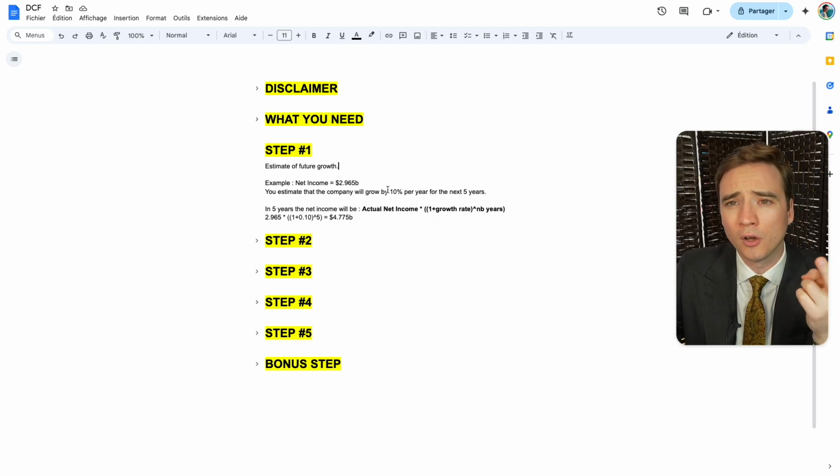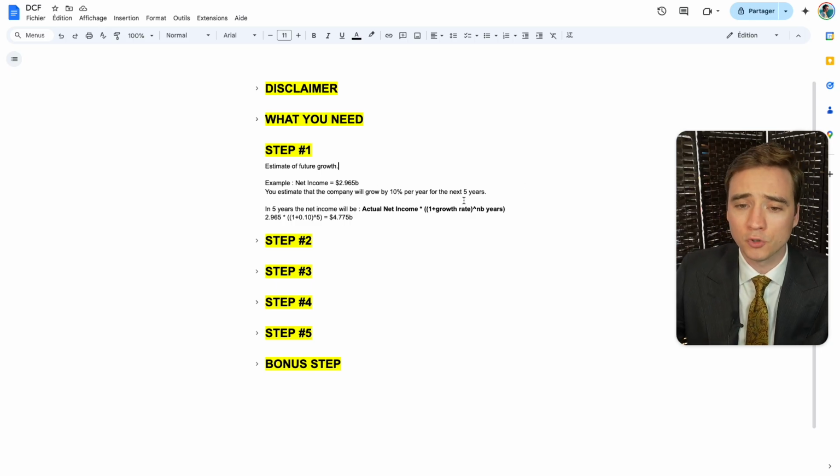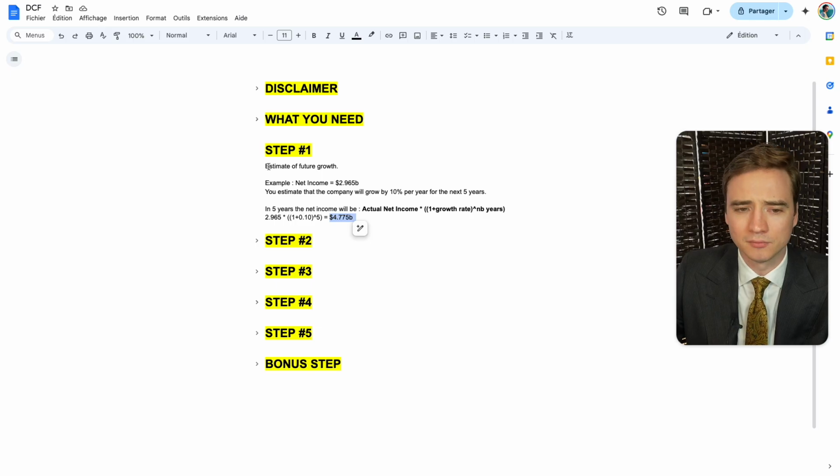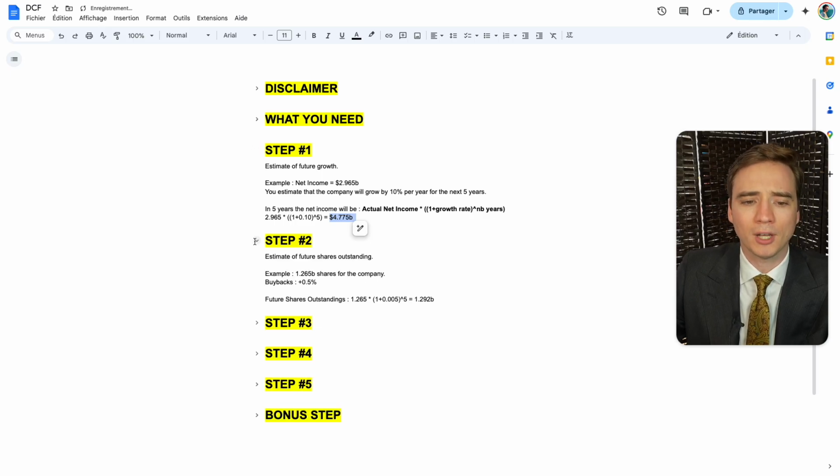So I will use those 2 ways to try to estimate what the growth can be for the future. So here we'll take 10% for the next 5 years. So it's 5 years, net income will be, this is the formula, actual net income times 1 plus growth rate, exponent number of years. Okay, so you will have 2.965 billion. You multiply it by 1 plus 0.10, so 10%, exponent 5, so you will have 4.775 billion.